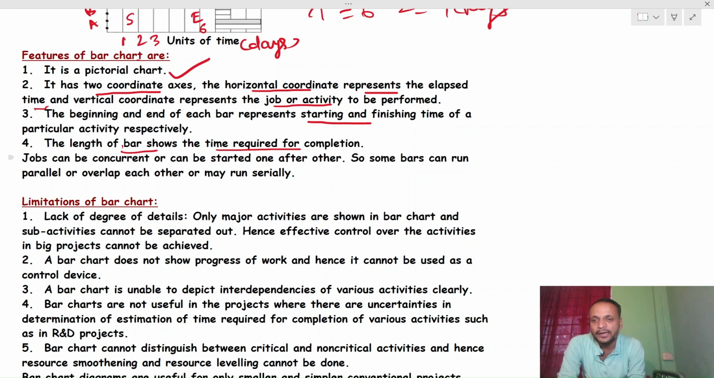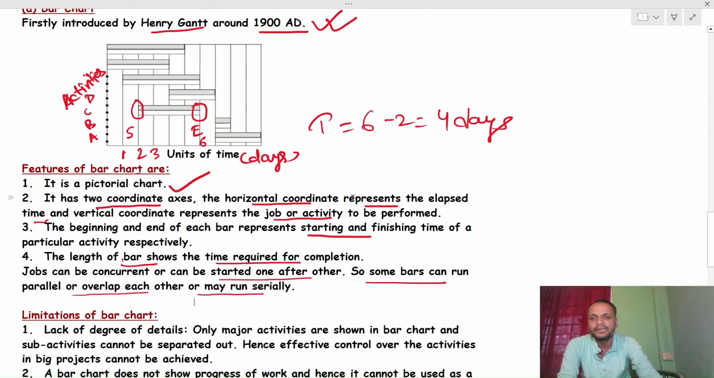Jobs can be concurrent or can be started one after the other. Some bars can run parallel or overlap each other, or may run serially. If any activity is starting on the same day, you have to put it in parallel. If it is not happening on the same days, then you put it on the serial side of things also.